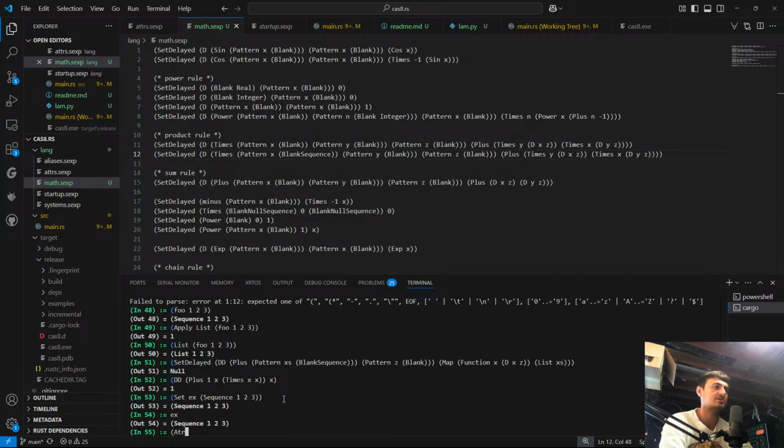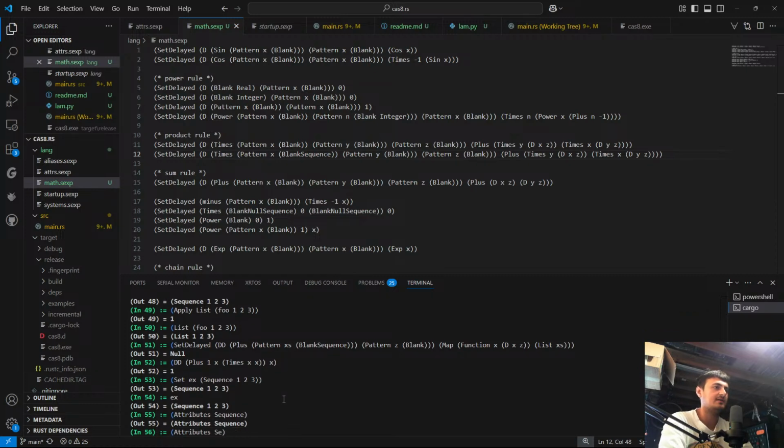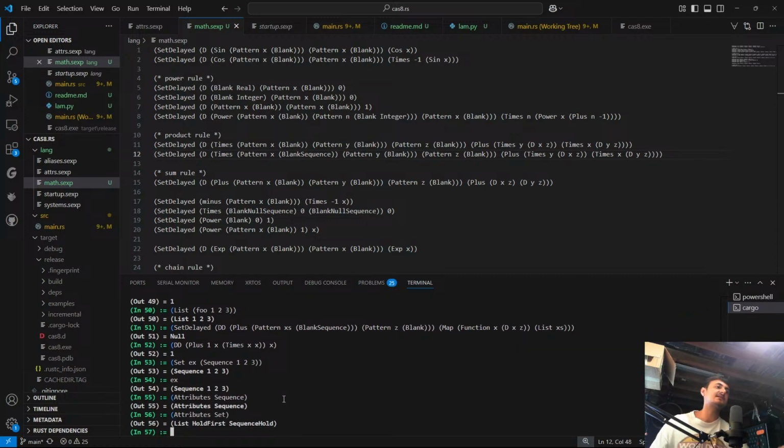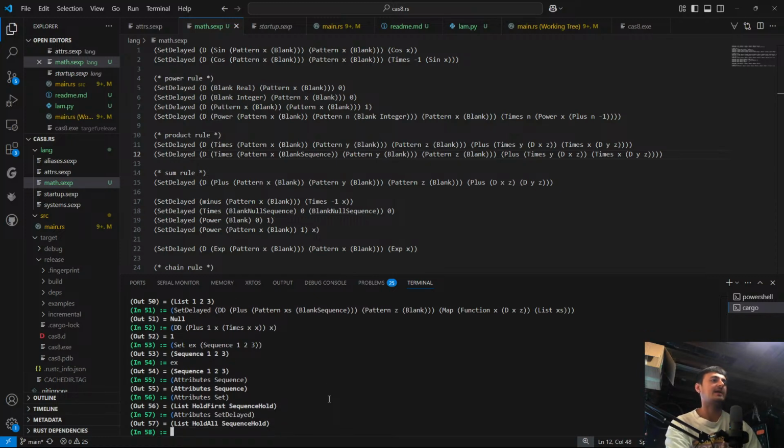Let's see, attributes of sequence, or no, of set. Yeah, so set is sequence hold. So that makes sense. That's actually good. Wow, dude, they designed this just so smart. Oh, it's just so cool. All right, so that's good actually, and I'm sure that it's the same on a set delayed. Yeah, so that's good.